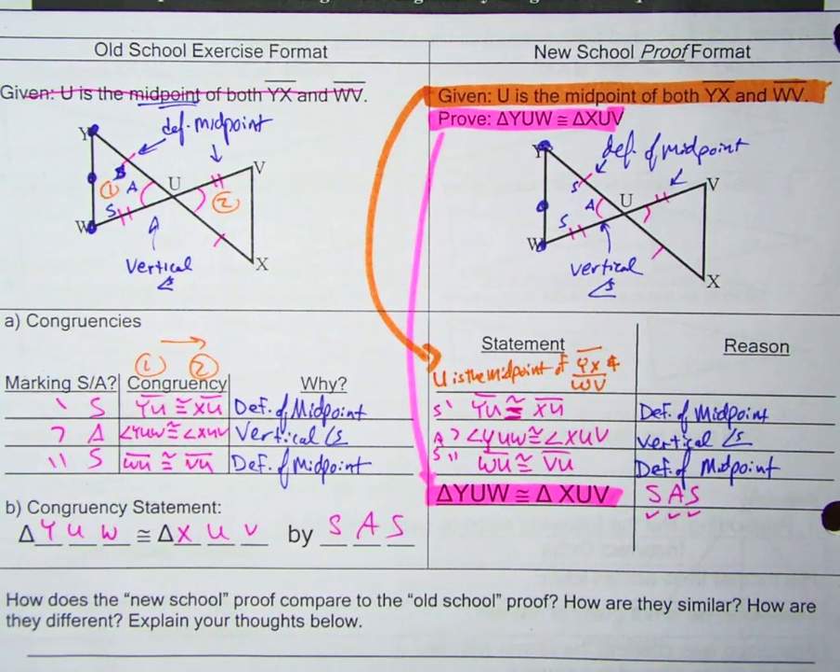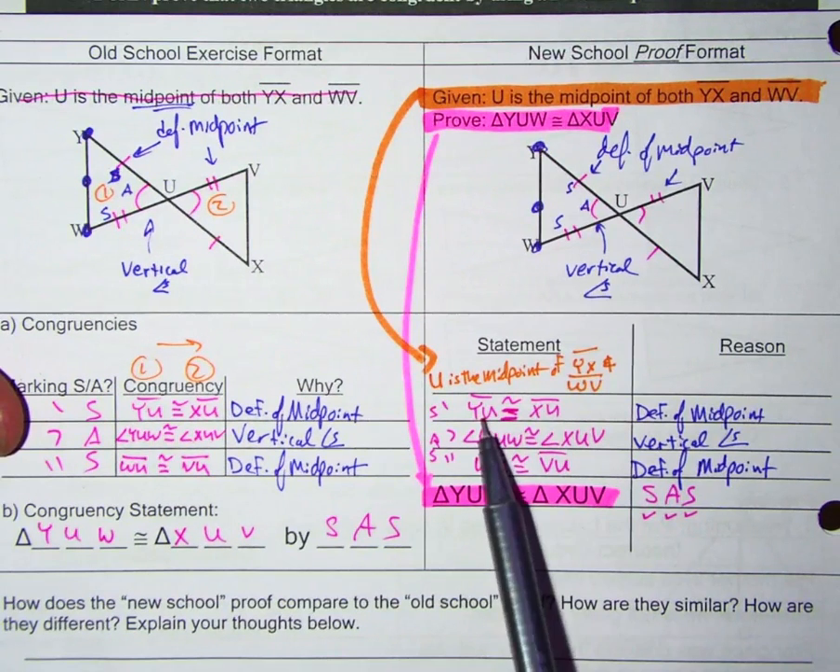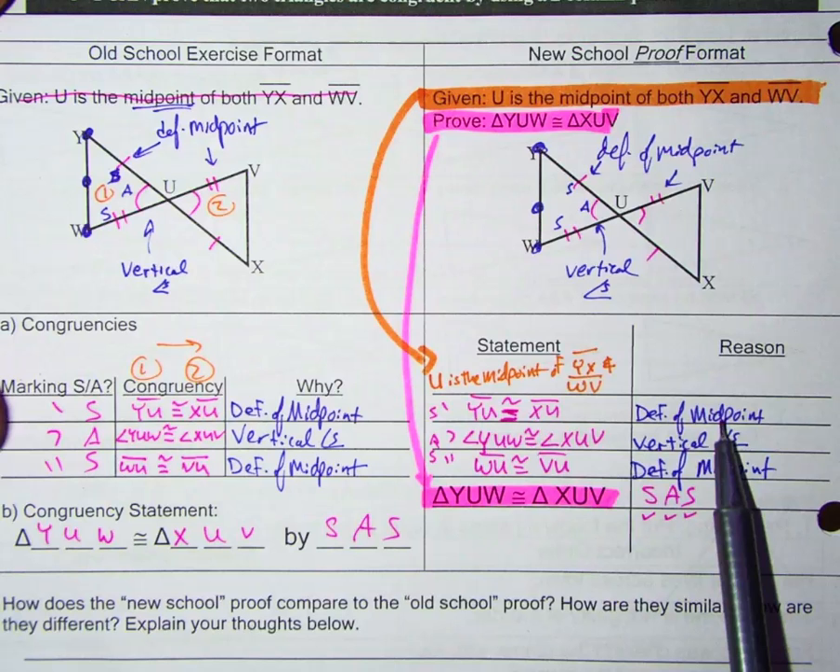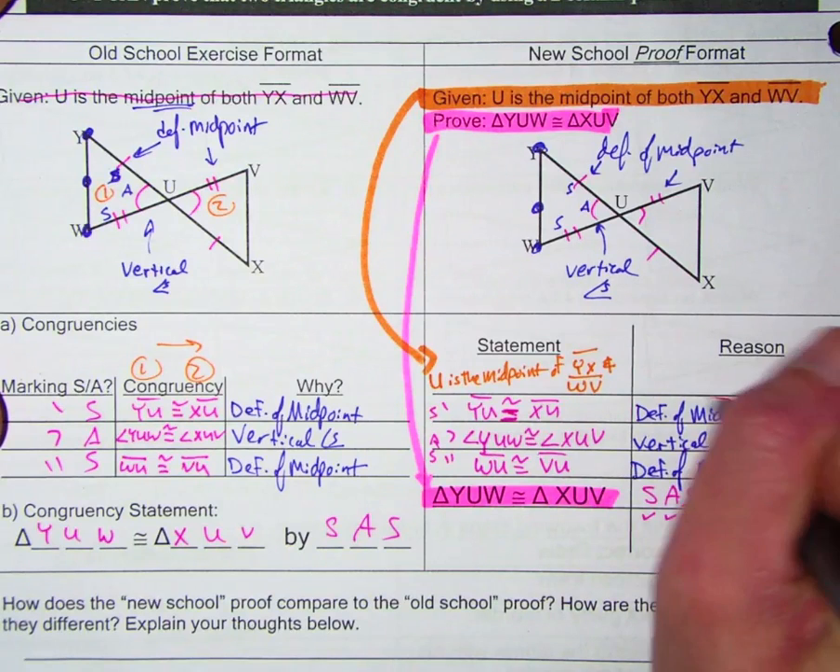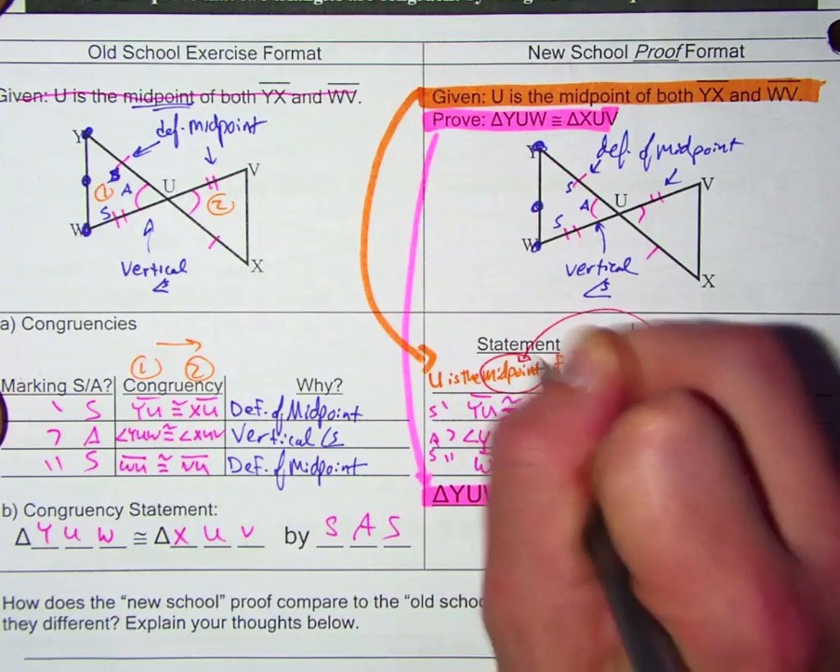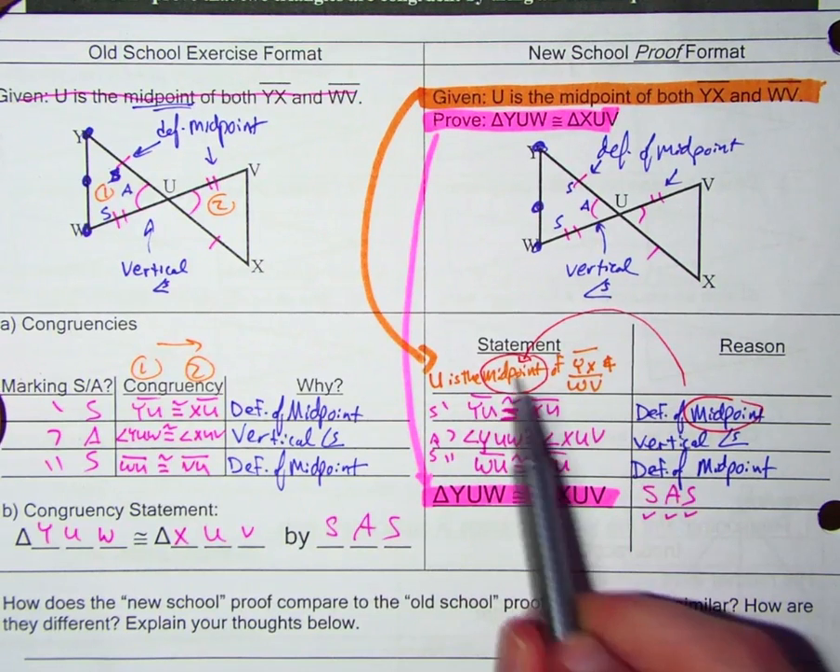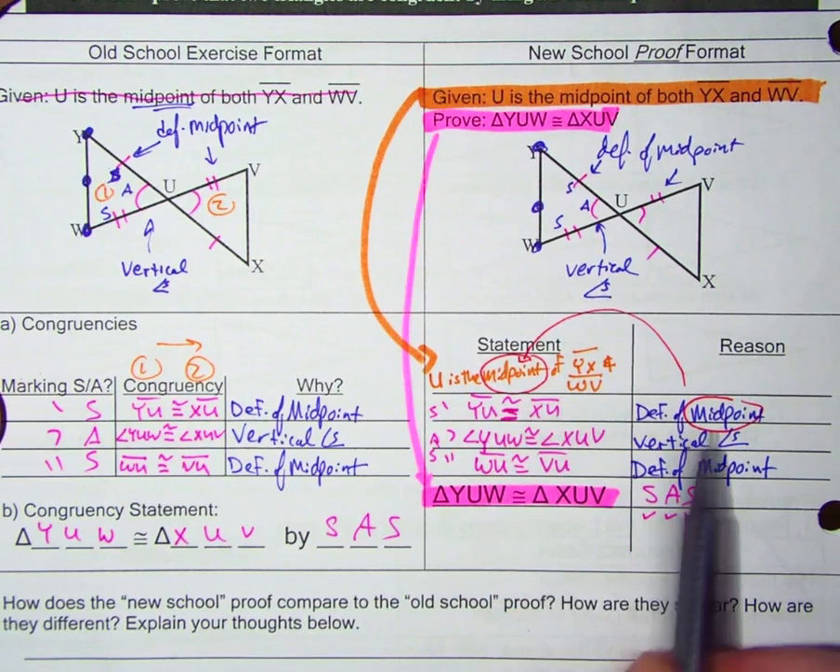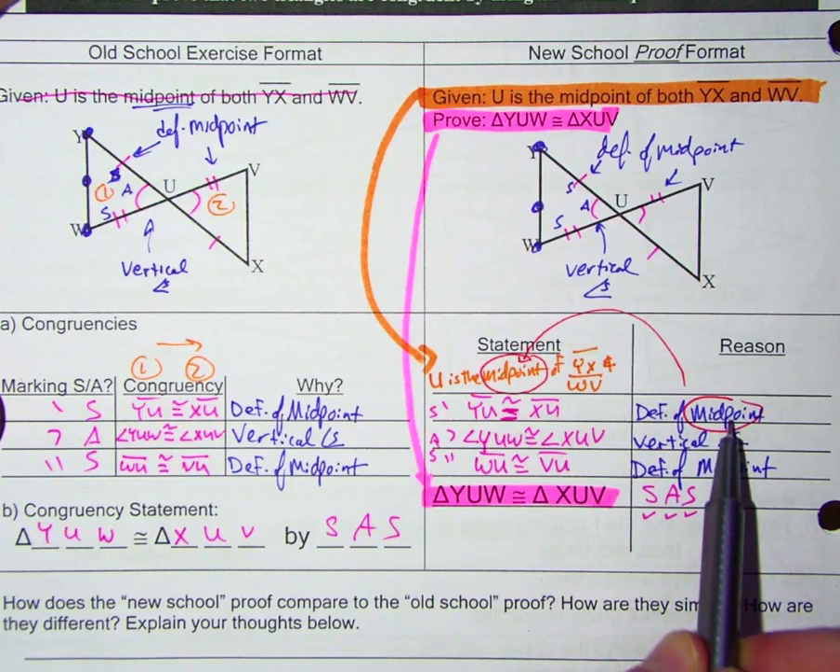Why do I have to say that? Well, imagine you're giving me an argument and you say, oh yeah, listen, this segment and this segment are congruent because the definition of a midpoint. And I'm like, wait a minute, there's a midpoint? Oh yeah, I'm sorry. I forgot to tell you that U is the midpoint. If you don't first establish that U is the midpoint, you can't refer to a midpoint. It doesn't make any sense.